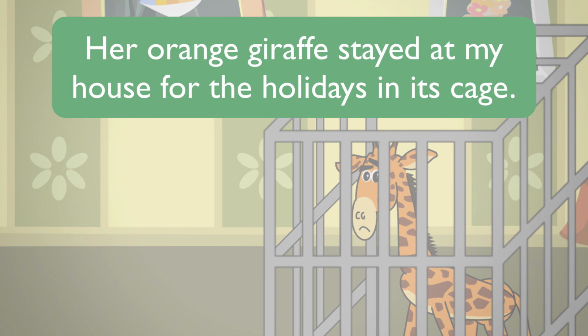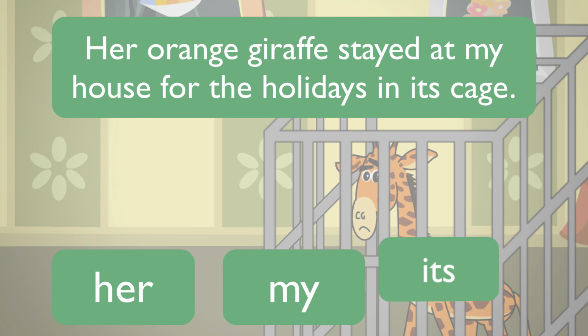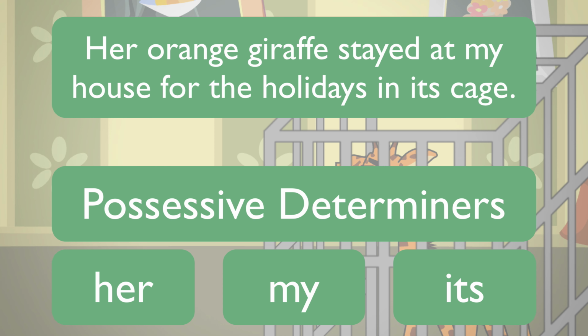Well, we know the giraffe belongs to the girl, as the word her tells us this. We also know the house belongs to me, as the word my tells us this. Finally, the cage belongs to the giraffe, as the word its tells us this. So, her, my, and its are the possessive determiners used here.